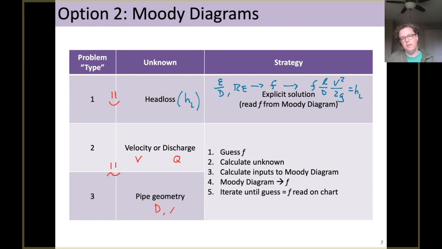You take what you've calculated from your guess to the Moody diagram, and you read a new friction factor. And you ask yourself, does the friction factor I read equal the friction factor that I guessed? Unless you're incredibly lucky, the answer is no the first time that you do it. So you take that friction factor that you just read, go back through all the steps, and you keep iterating through these calculations until the friction factor you guess is equal to the friction factor that you read. Okay, so type 1 problems are explicit solutions. Types 2 or 3 are implicit solutions or iterative solutions.